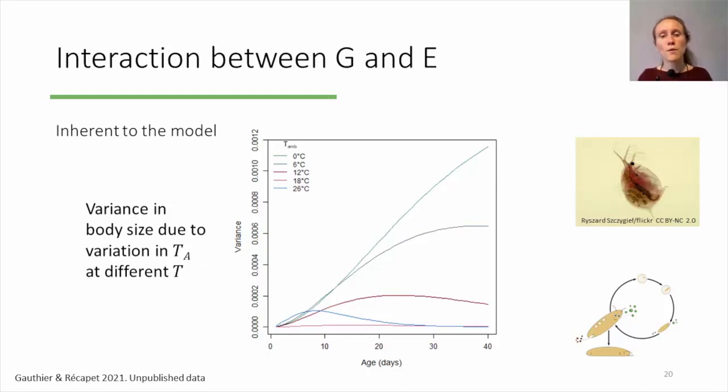by definition. Whereas when we're further from the reference temperature, so for example here at 0 or 6 degrees, then in that case we have huge variation. So the variance can be very high and it decreases with age at this temperature, which means that there are a lot of differences between the different genotypes. So that's a G by E interaction which is actually included already in the model, in the DEB model.